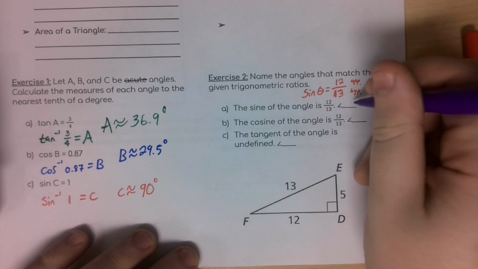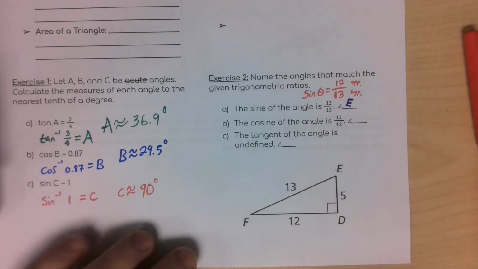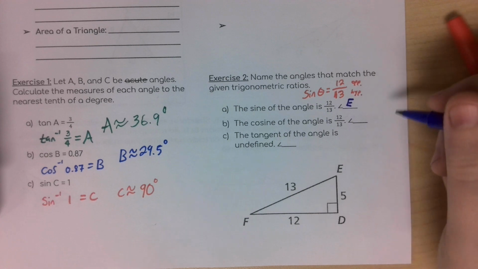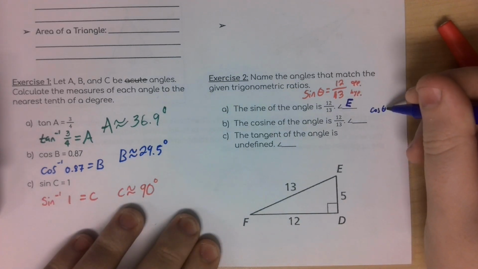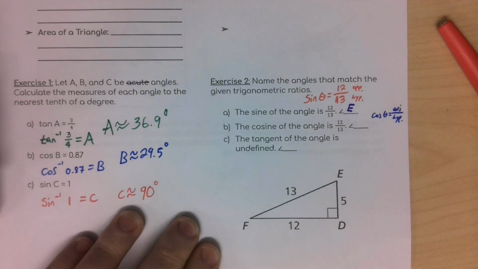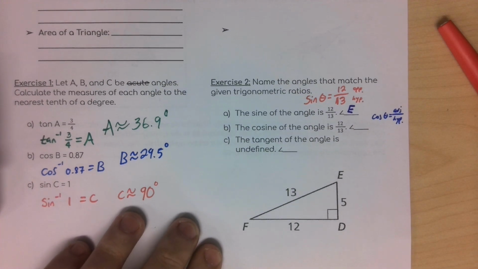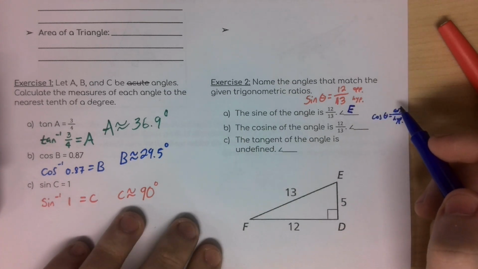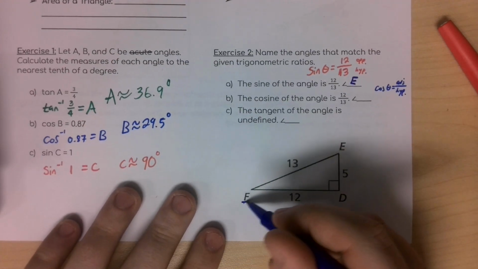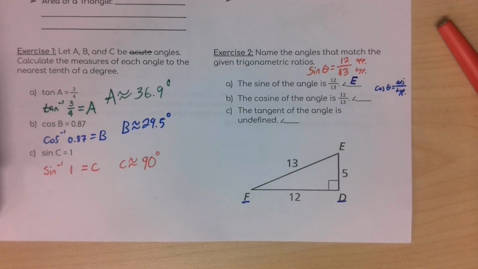Since angle E is the only one that has 12 as its opposite, it's E. For B, the cosine of an angle is 12/13. So we recall that the cosine of any angle is adjacent over hypotenuse, so CAH from SOH CAH TOA. So that means that 12 is the adjacent side to this angle. Be careful because there are two angles that have an adjacent side of 12. How would we know which is which?